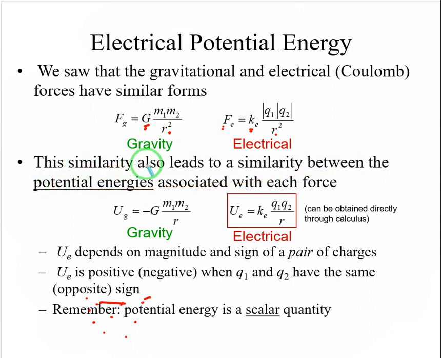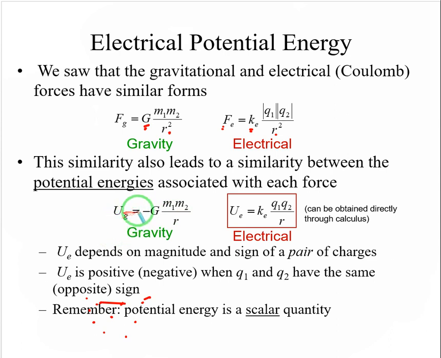This similarity also leads to a similarity between the potential energies associated with each. When these two forces have some similarities, on the basis of that we can say we have some similarity in energy as well. The formula of gravitational energy we already know, because we studied it in physics in class 10, 11 and 12. The gravitational energy is equal to minus G m1 m2 divided by r squared, where m1 and m2 are the masses of the objects.